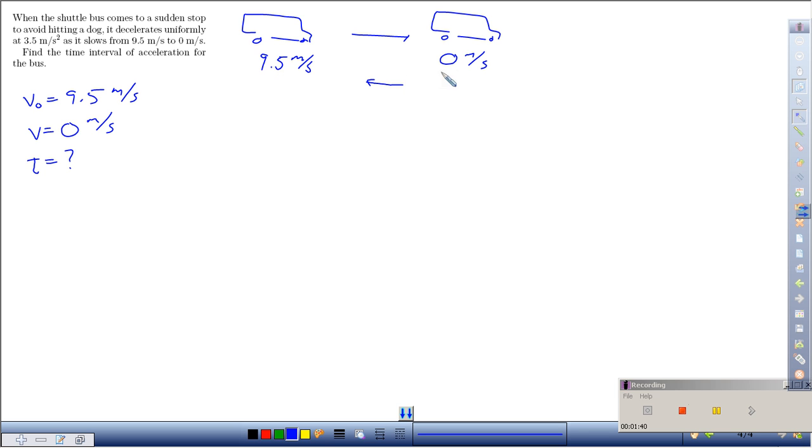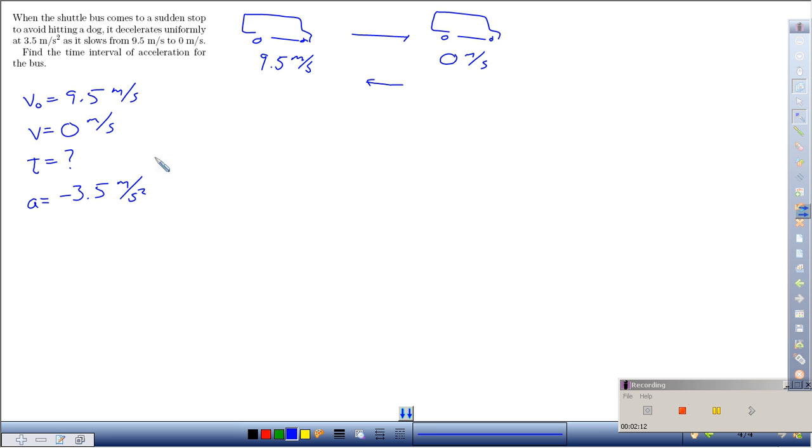Now I know that going from 9.5 to 0, that's a negative acceleration. If I'm at 9.5 and I positively accelerate, if my acceleration is positive, then this number 9.5 is going to go up to 10, 15, 20, and so on. But instead it goes from 9.5 down to 0. So I have to recognize here that my acceleration is going to be negative 3.5 meters per second squared.